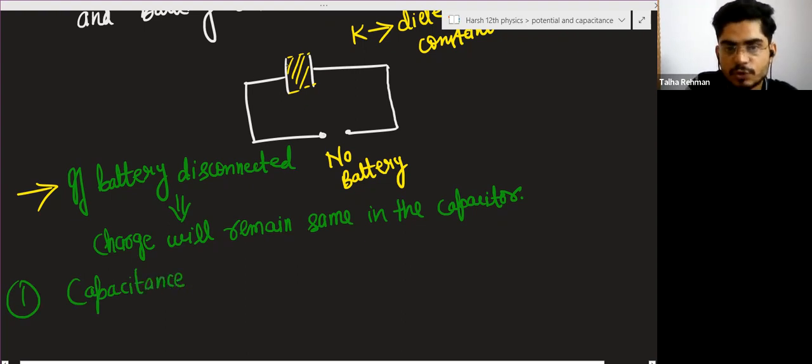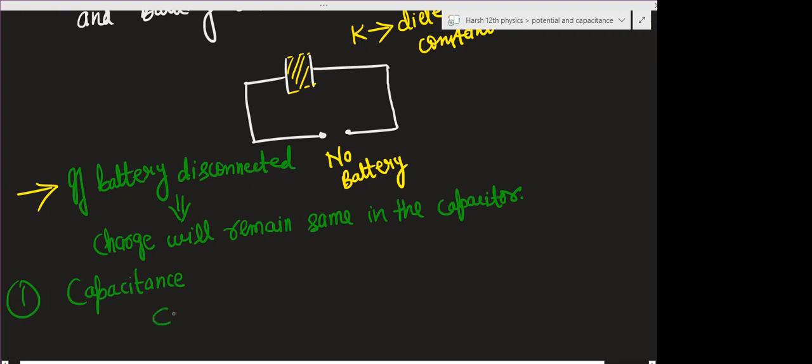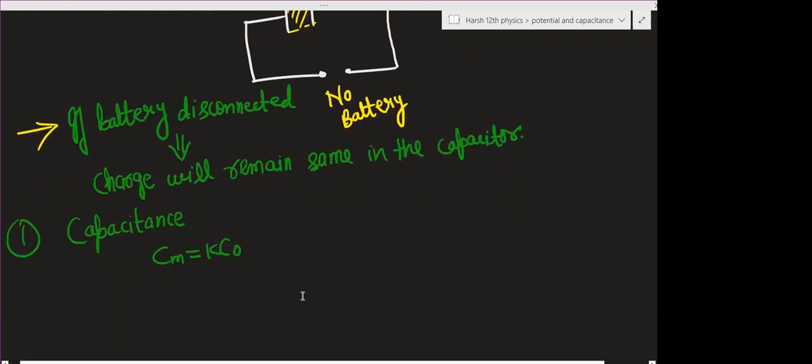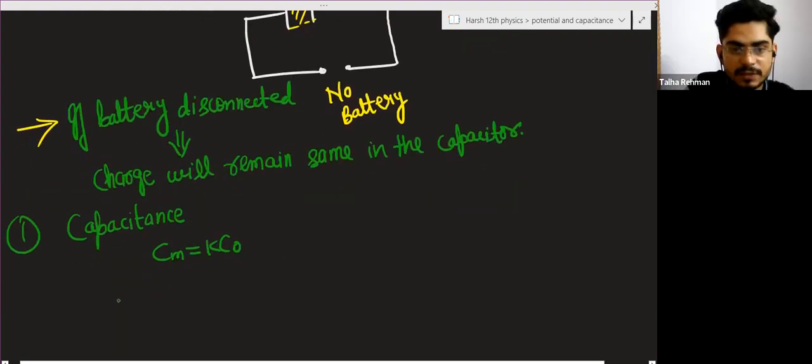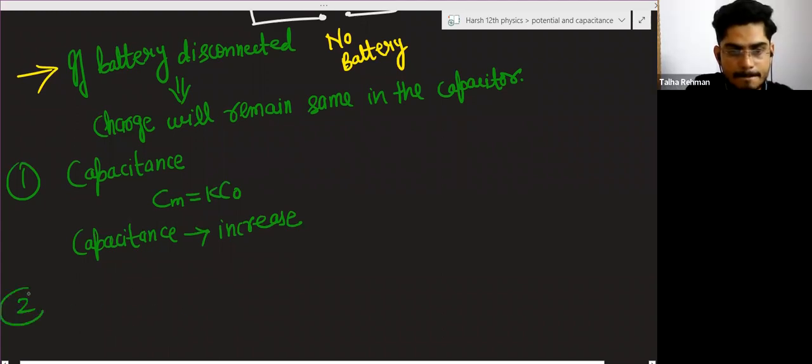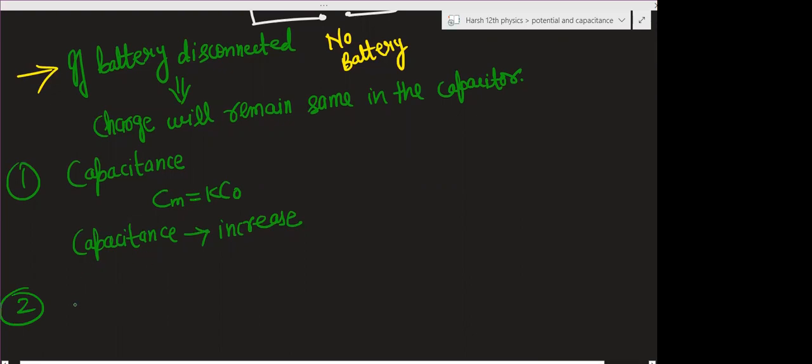So what about the capacitance? You have filled the dielectric, so you have Cm is equal to K times C naught. And K is greater than 1, so capacitance will increase. This formula will never change whether you are connecting the battery or disconnecting the battery. Another term is voltage.